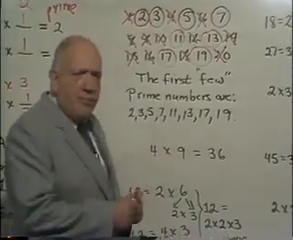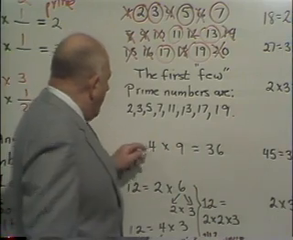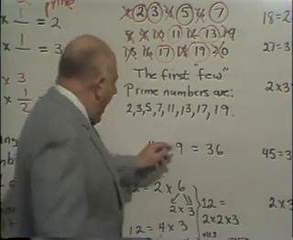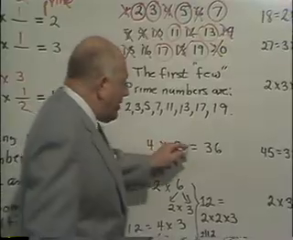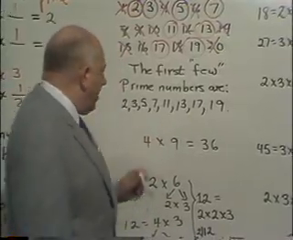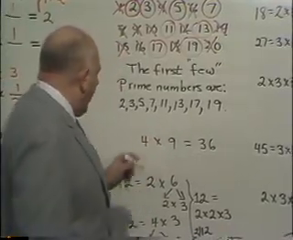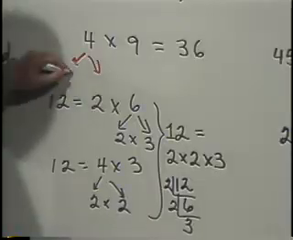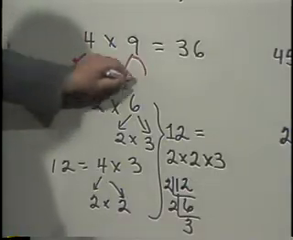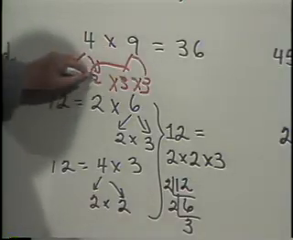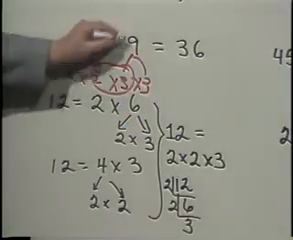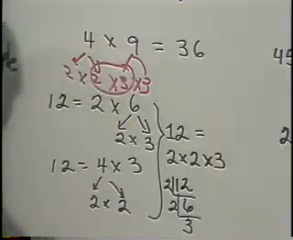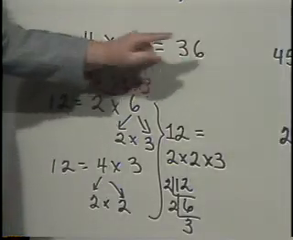Now, I'll tell you why prime numbers are important. 4 is not a multiple of 6. 9 is not a multiple of 6. But 4 times 9, which is 36, is a multiple of 6. Where did this come from? Well, you see, 4 breaks down into 2 times 2. 9 breaks down into 3 times 3. You see the 2 from the 4 and the 3 from the 9 merge to give you a 6.